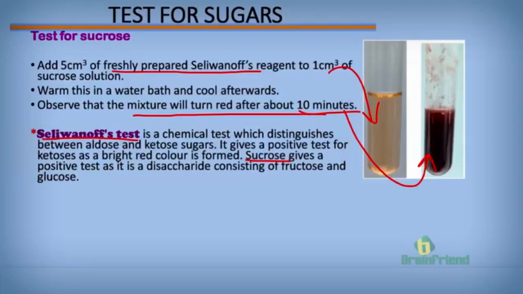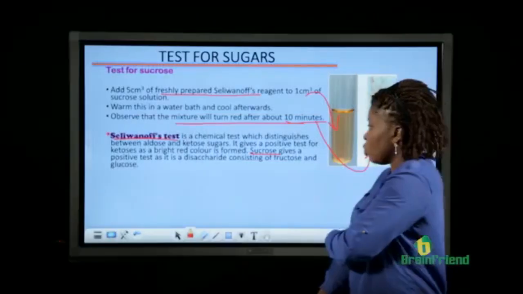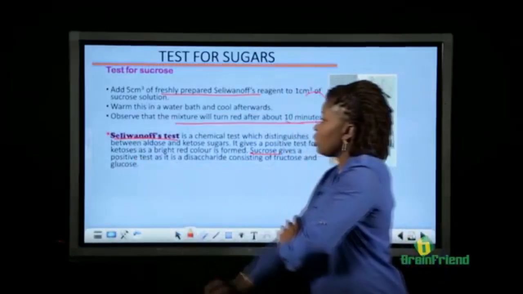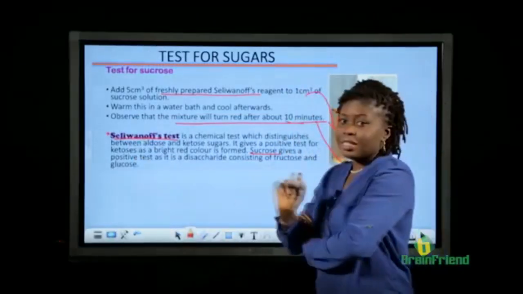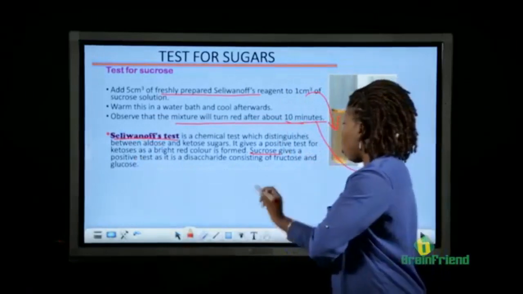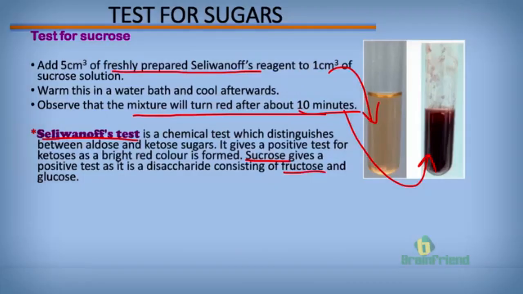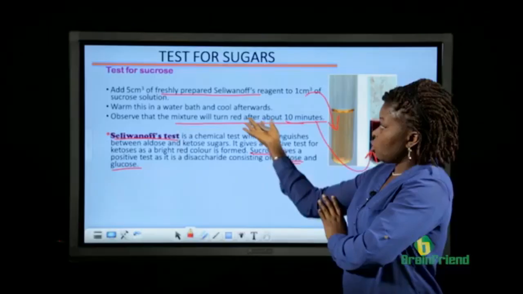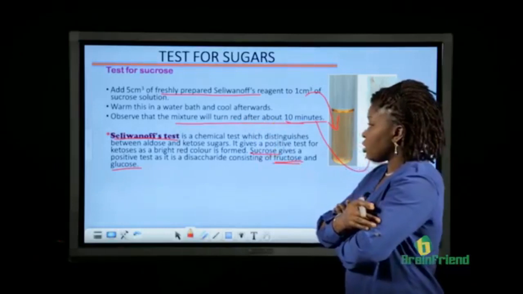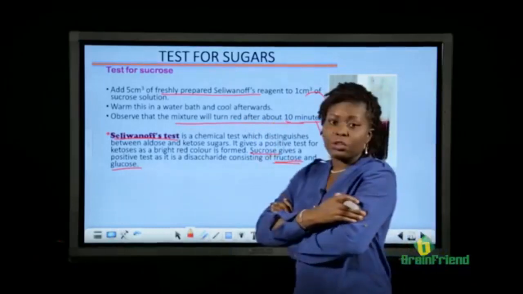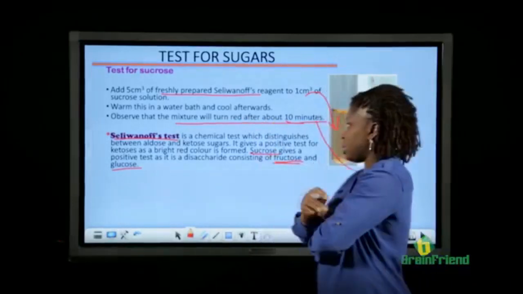So sucrose gives a positive test with the Seliwanoff test because it's a disaccharide that is made up of fructose and glucose. Remember that fructose is a ketose sugar. Although glucose also makes up sucrose, because of the presence of fructose, sucrose gives a positive test when the Seliwanoff test is used.